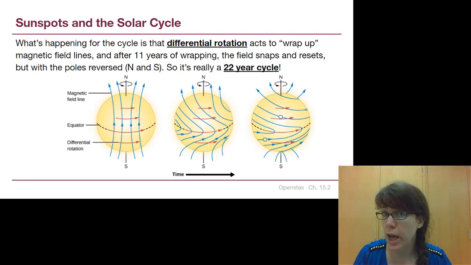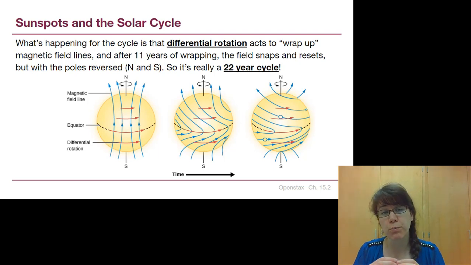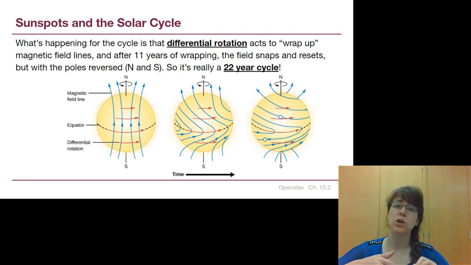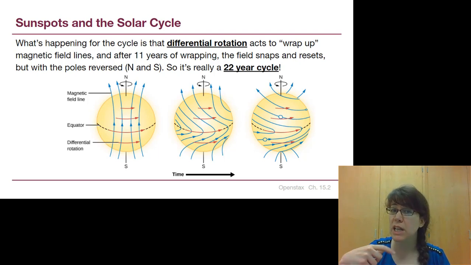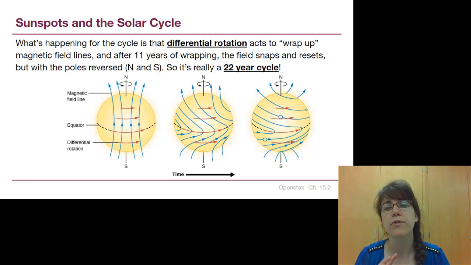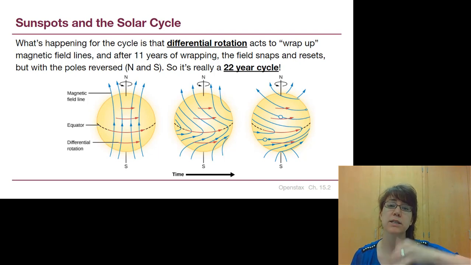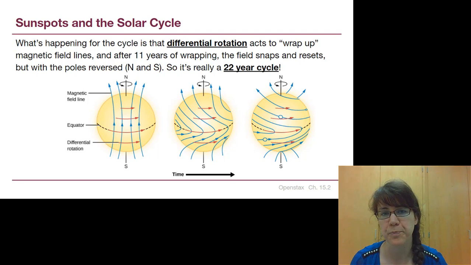In the same kind of way, magnetic fields, if you pull them too much, they'll snap. They'll basically reset and reconnect with each other. But when they reset themselves, they actually flip the poles. And so in this set of images here, we have north at the top, south at the bottom. But after about 11 years worth of wrapping, that's when we get to that extreme where the magnetic fields can't handle it anymore. The field snaps and resets, and then south is on the top and north is on the bottom.